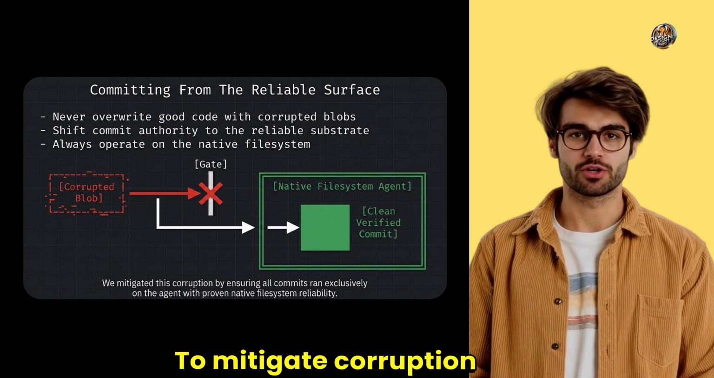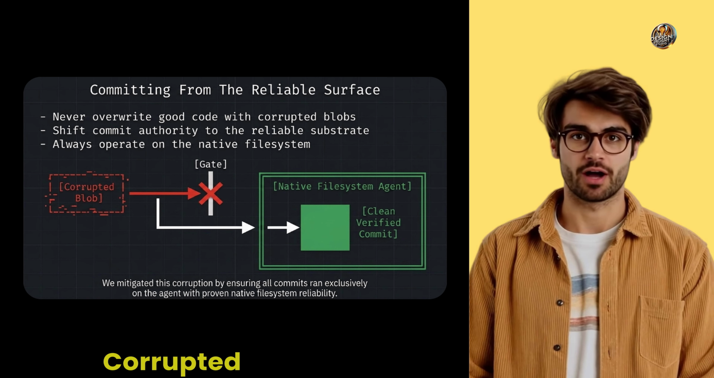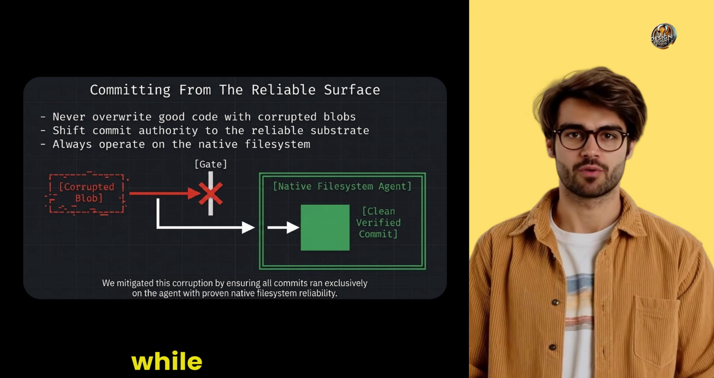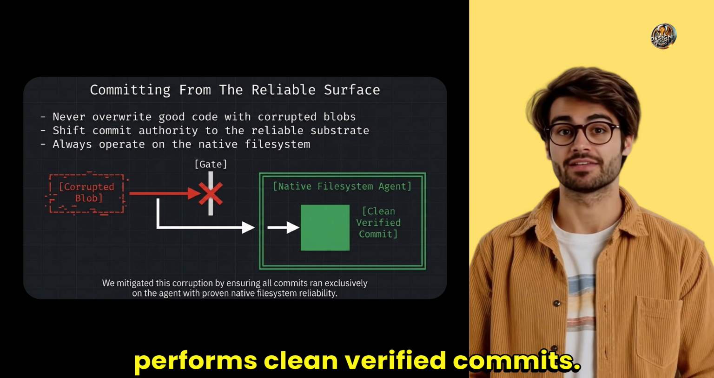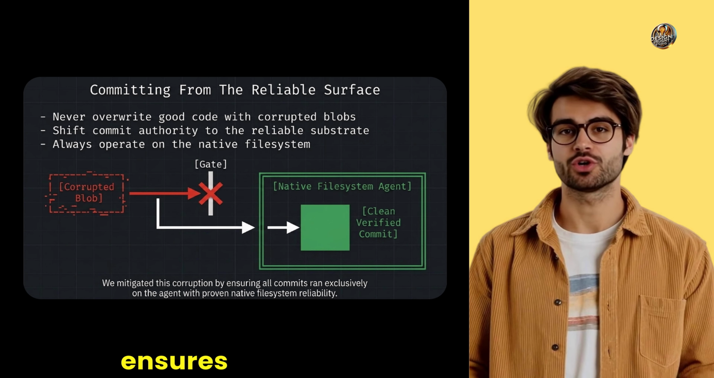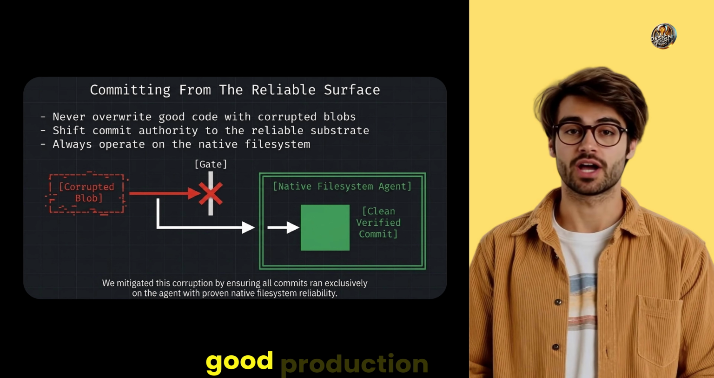To mitigate corruption risk, we only commit from the most reliable surface. Corrupted blobs are blocked at a gate, while the native file system agent performs clean, verified commits. This separation of concern ensures that transient or untrusted environments never overwrite good production code.